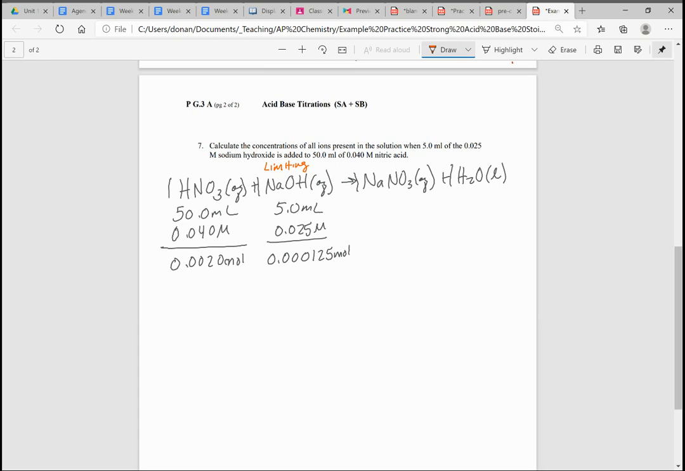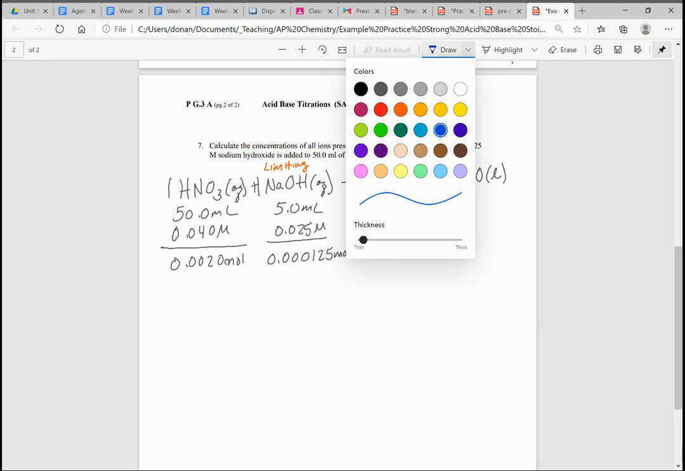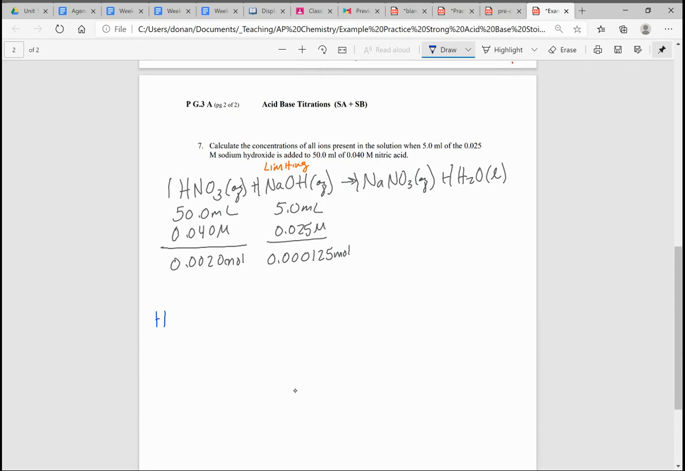So when I have a limiting reactant problem, I think it's going to be easiest to go ahead and write this out as your ionic equation. So let's write out what happens. Strong acids dissociate, so we have hydrogen ions and nitrate ions.